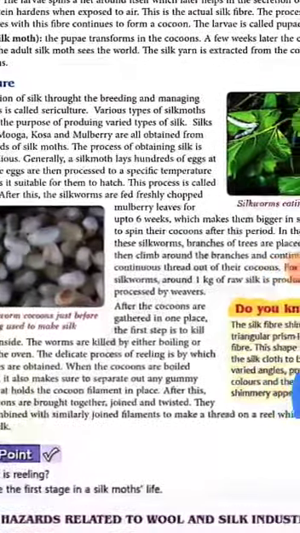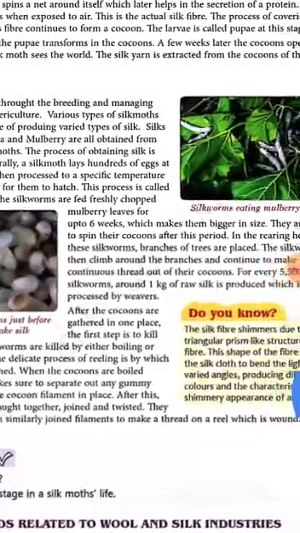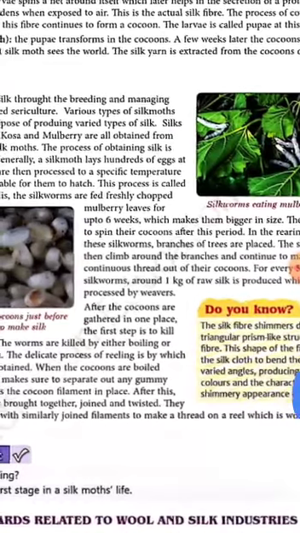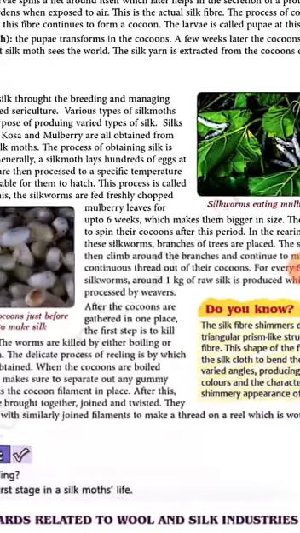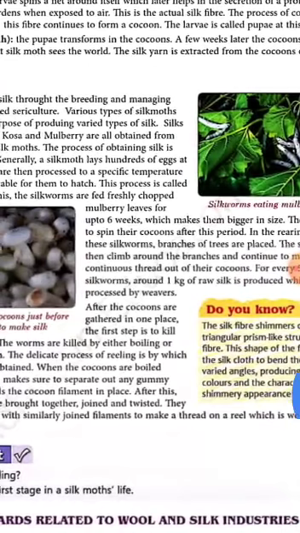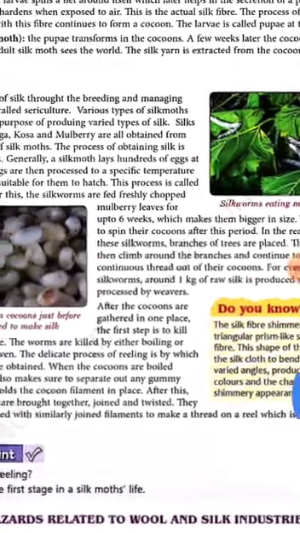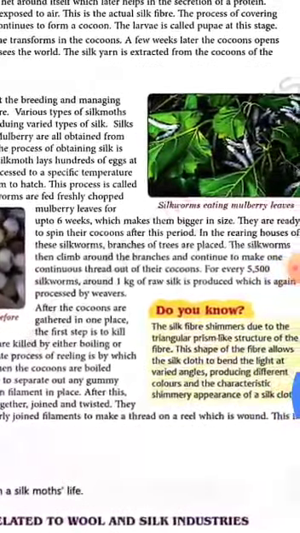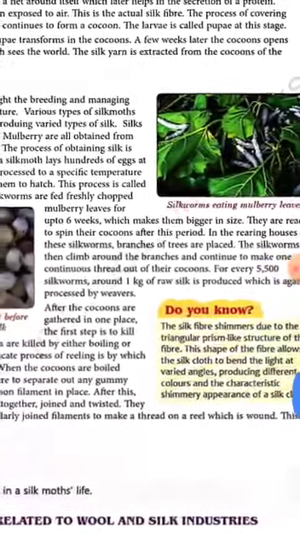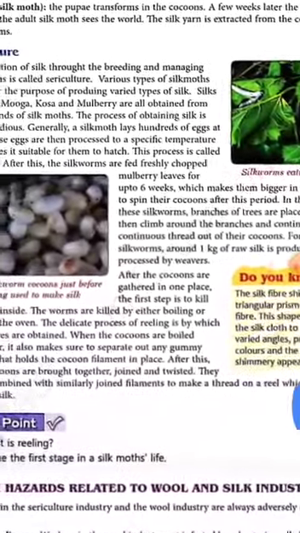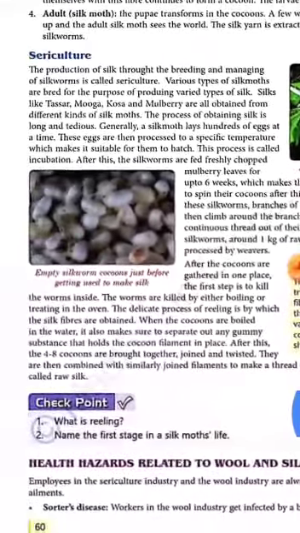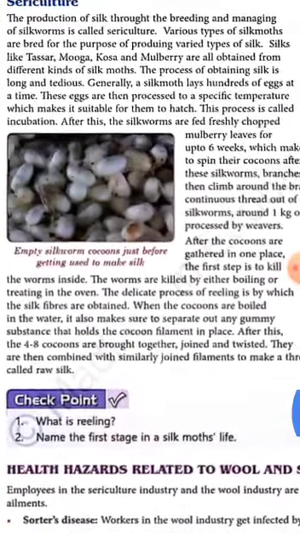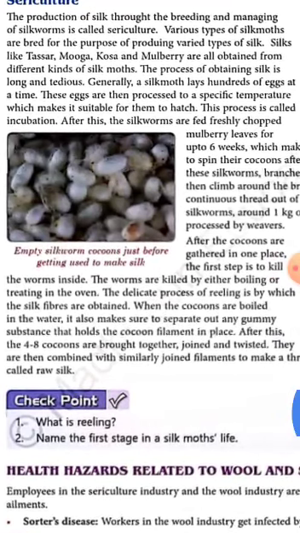After this, the branches of trees are placed near the silkworms, and the silkworms climb around the branches and start to release the silk fiber, which covers the body of the larva in the form of a cocoon. So this cocoon can produce raw silk. For every 5500 silkworms, around 1 kg of raw silk is produced. After the cocoons are gathered in one place, the first step is to kill the worms inside. The worms are killed by either boiling or treating in an oven.